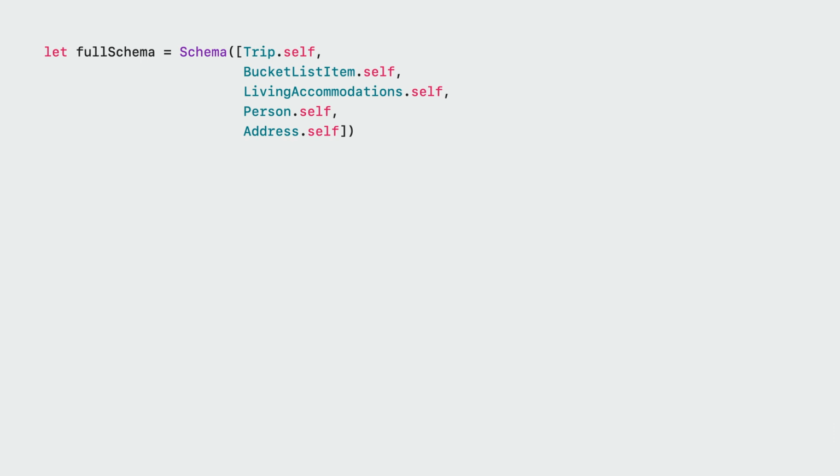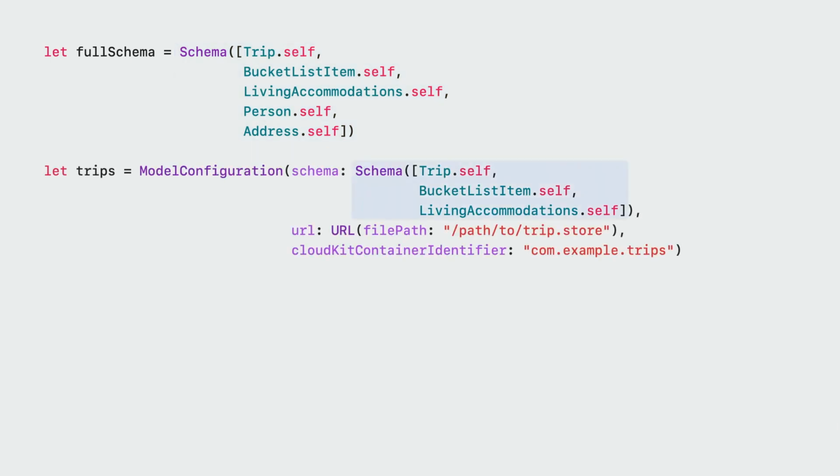Let's imagine that I want to add some contact information to sample trips using new person and address classes. First, the total schema is declared, containing all of the types I want to use. Next, a configuration is declared for the sample trips data, containing the trip, bucket list item, and living accommodations models. It declares a URL for the file I want to use to store this specific object graph's data, and a container identifier for the CloudKit container I want to use when syncing the sample trips data to CloudKit.